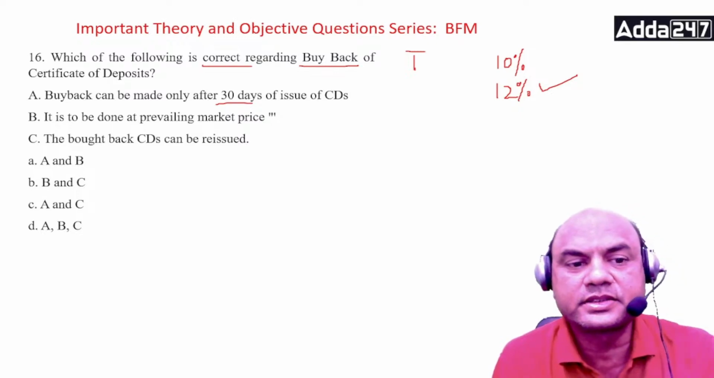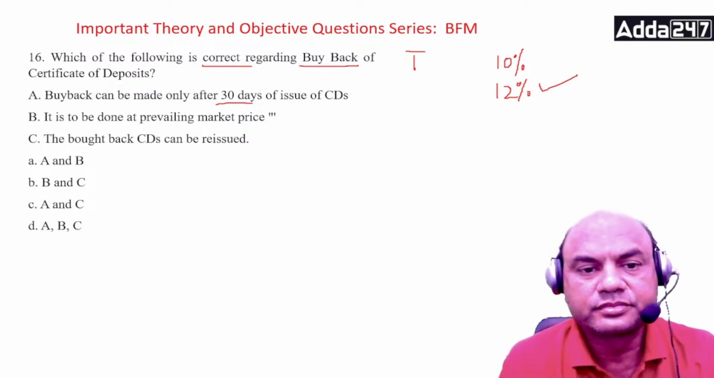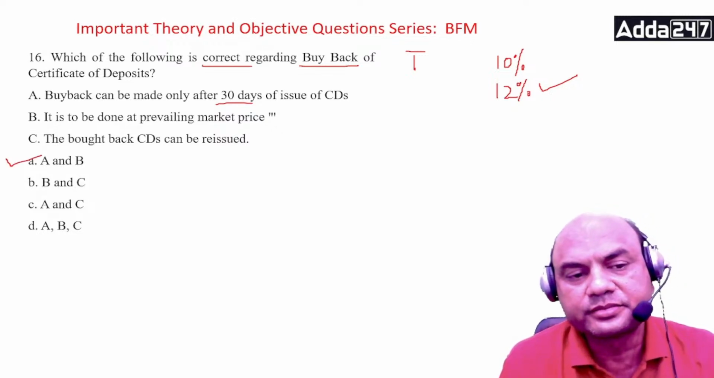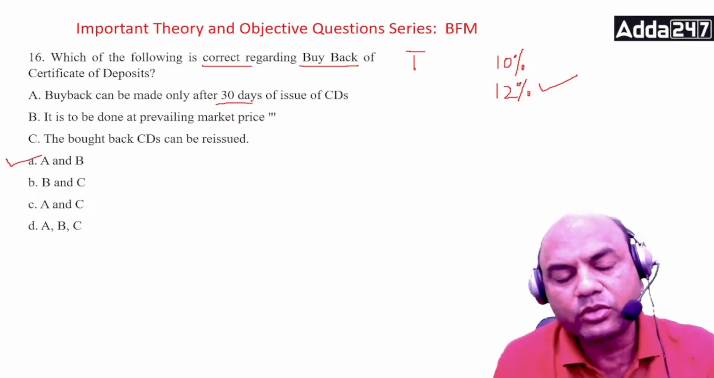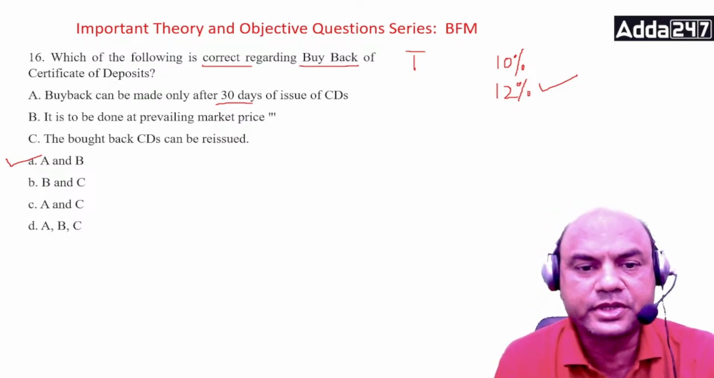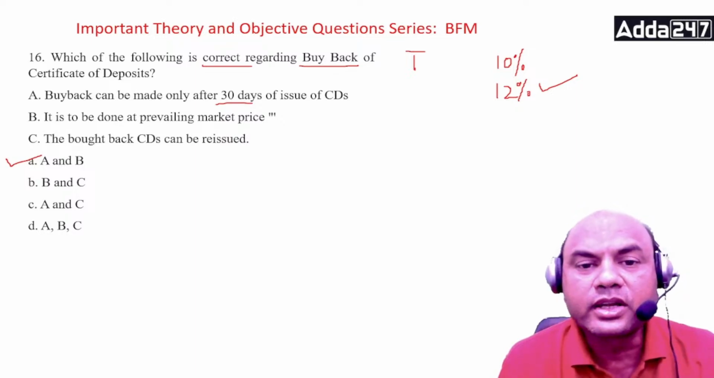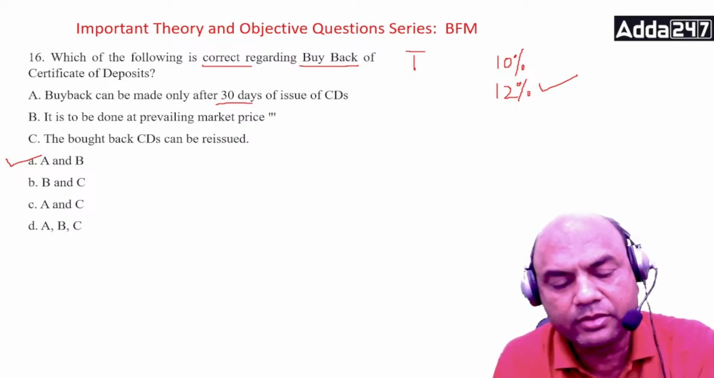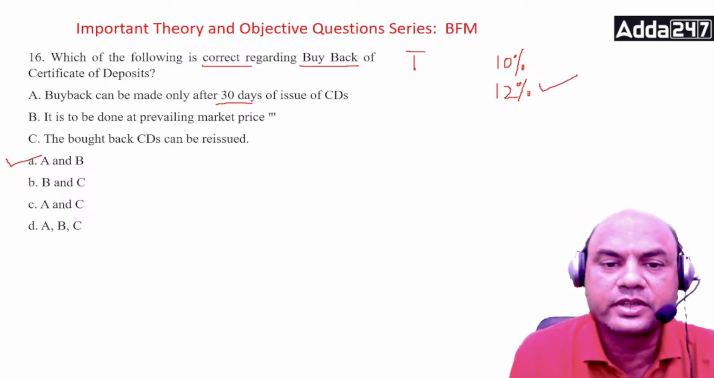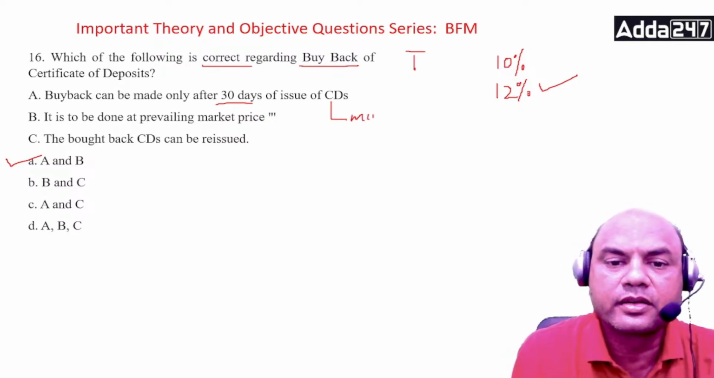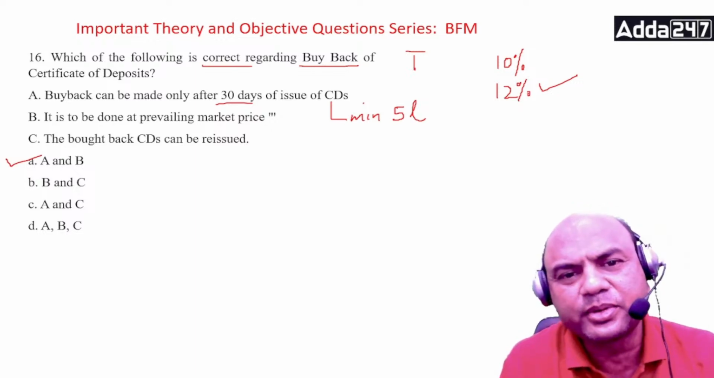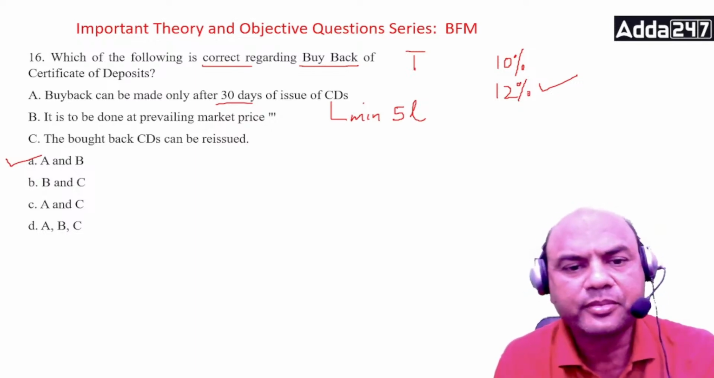The answer is only A and B. A is the answer. See here, buyback can be done only after 30 days of issue of CD. It can't be done before that. Okay. What is the minimum investment in CDs here? Minimum investment in CD is 5 lakhs. Always remember, minimum investment is 5 lakhs. Okay. CD and CP both have been made 5 lakhs now.